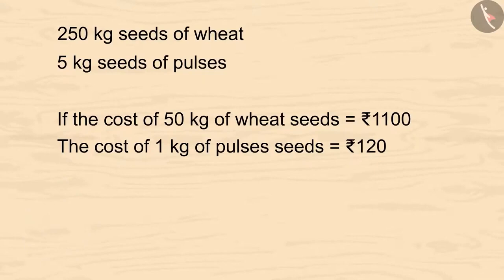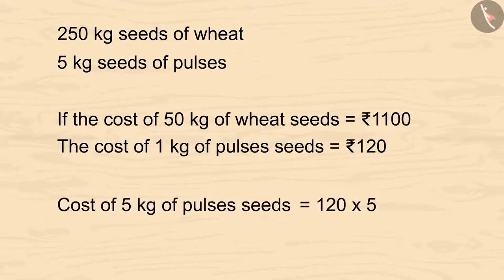The cost of 1 kg of pulses seeds is 120 rupees. So, the cost of 5 kgs would be 120 multiplied by 5, 600. Kareem spent 600 rupees on pulses seeds.